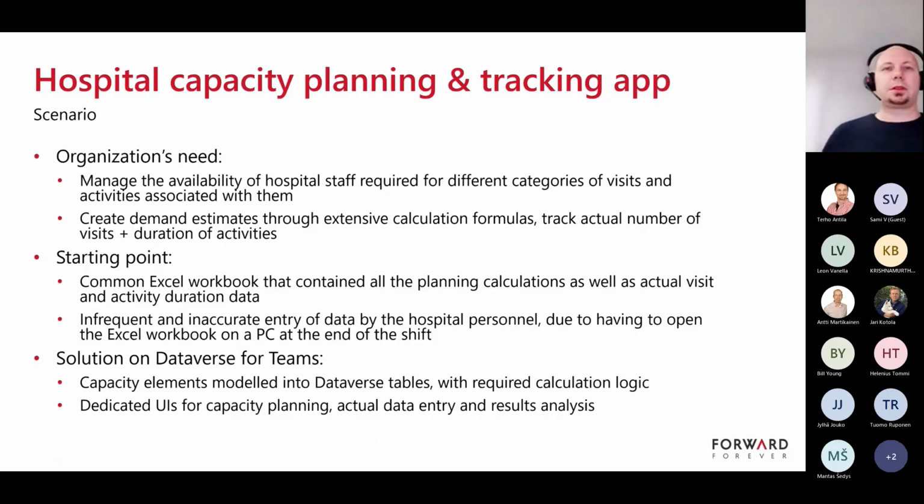Then the next scenario, which is a bit more extensive, is about planning and tracking the capacity of an actual hospital organization. The scenario here is that they had a process where they periodically need to plan the different types of staff and other resources needed for treating patients with specific types of visits, estimating the demand and projecting that to the amount of staff that needs to be available for smooth operation of a hospital.